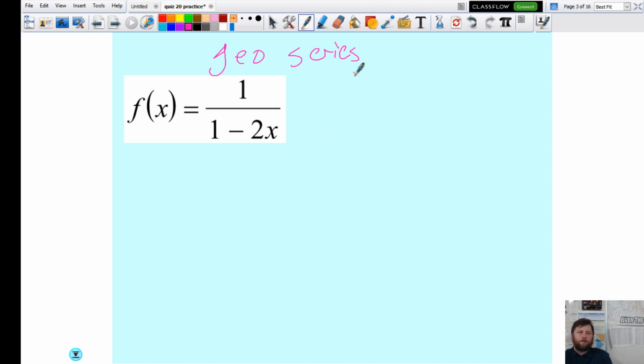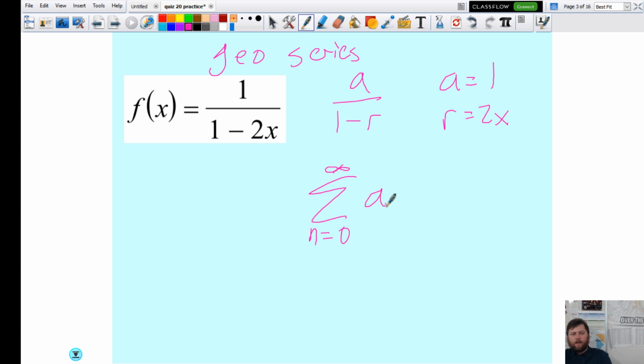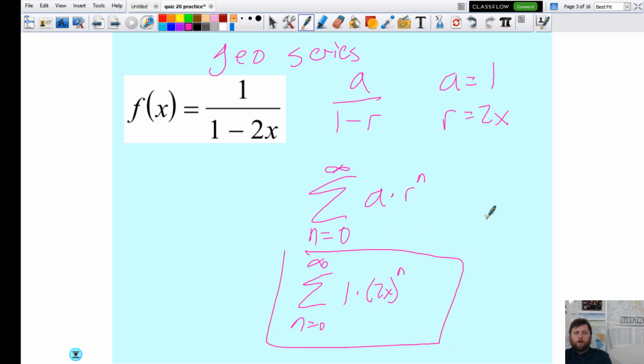Welcome to BC, folks. Well, the formula for a power series is a over 1 minus r. So my a in this case is going to be 1, and my r in this case is 2x. So the generic formula is the sum from n equals 0 to infinity of a times r to the n power. So in this case, it's the sum from n equals 0 to infinity of 1 times 2x to the n power. Cool.